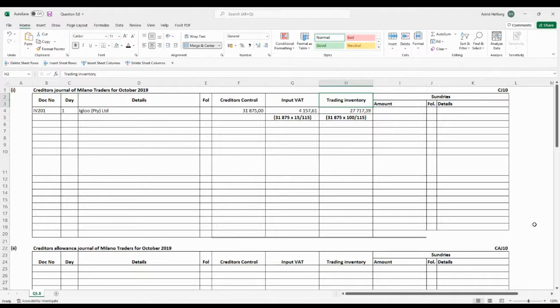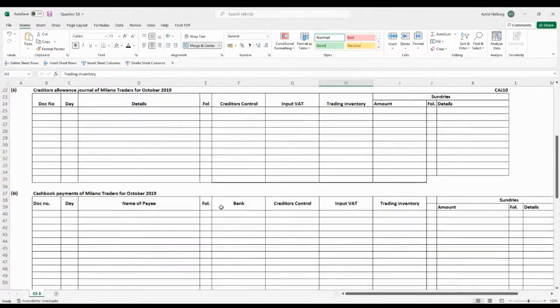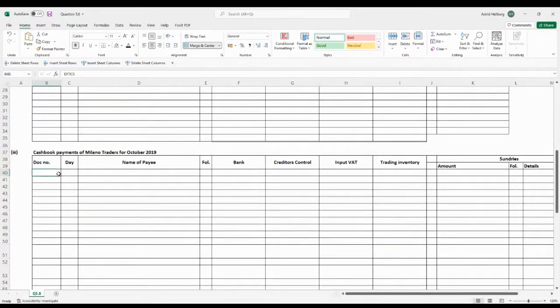Then on the 4th, we said we made a payment for business plumbing services, repairs and maintenance. So that was your cash book payment. So let's scroll down to the cash book payment.